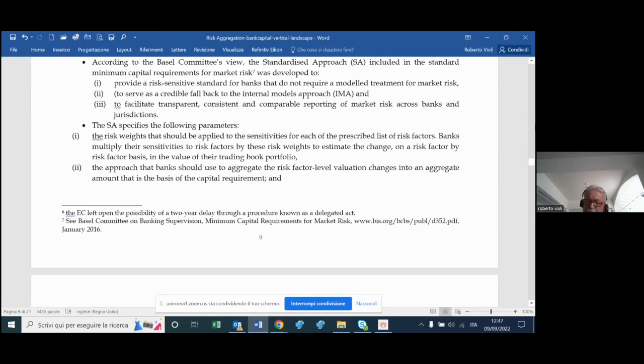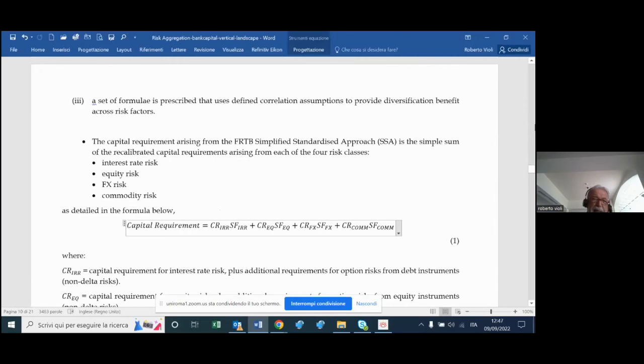Now, quickly, I think this is perhaps one of the key points. Namely, there are four types of risk that the standardized approach is considering in its calculation: interest rate risk, equity risk, FX risk, and commodity risk. There is a risk measure attached to it. As I say, basically it is the standard deviation of the losses within those risk classes.